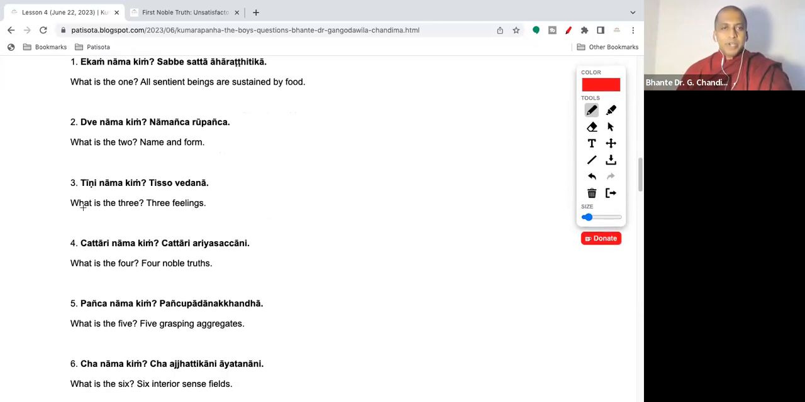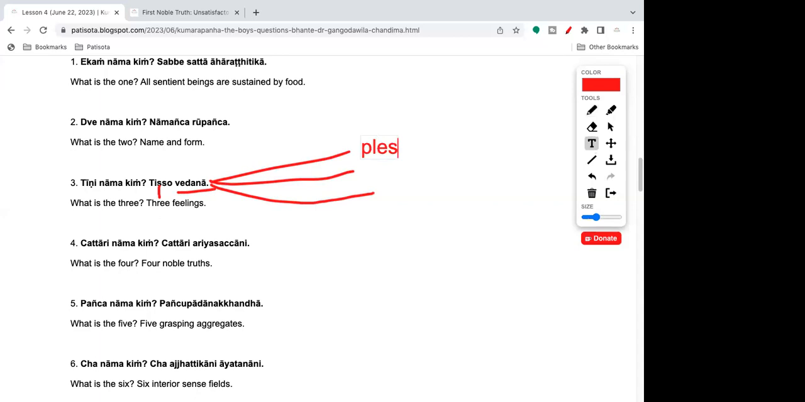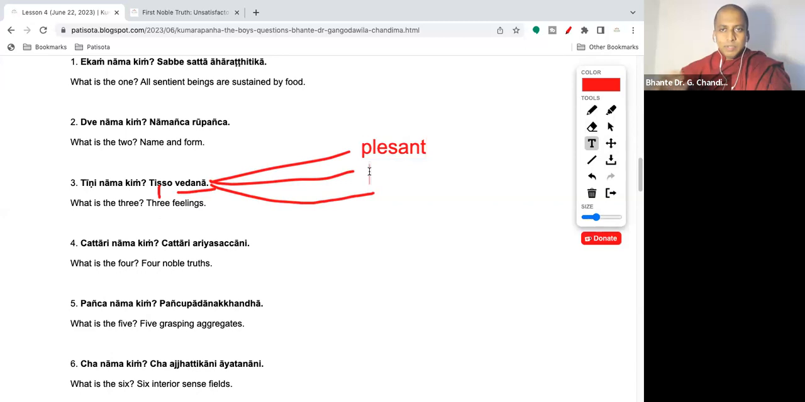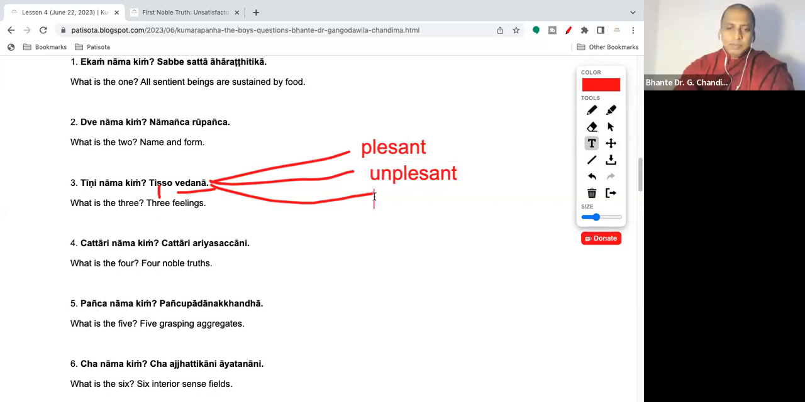All right. So number 3, Tini. What's number 3? Tisso Vedana. Tisso means 3. Vedana means feeling. Let's talk about this. This is very interesting. How many Vedanas do we have? You can see 3 Vedanas. What are they? Pleasant, unpleasant, and neutral.